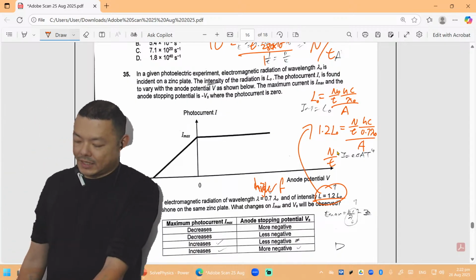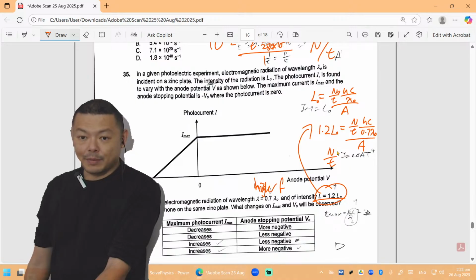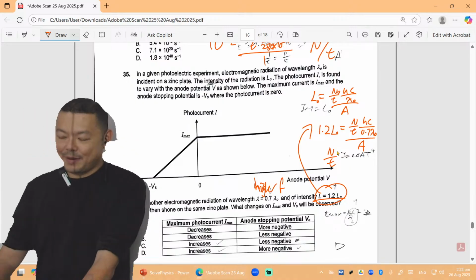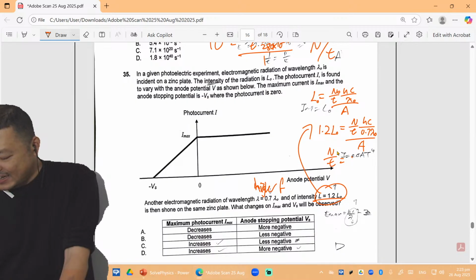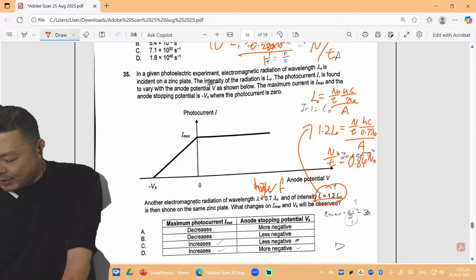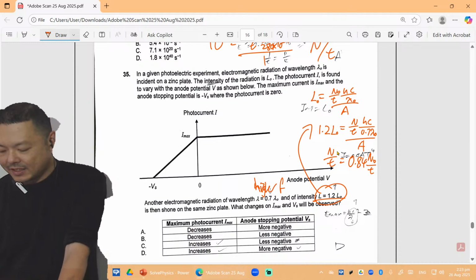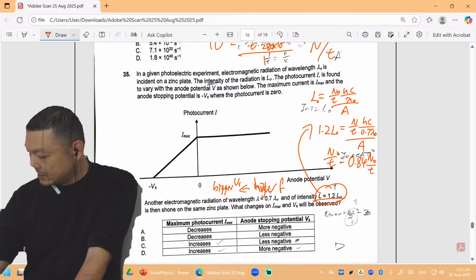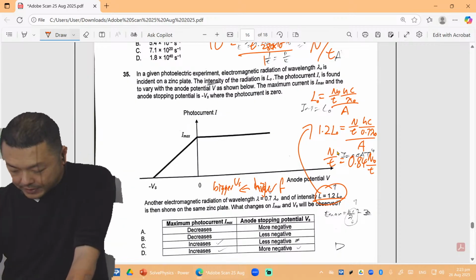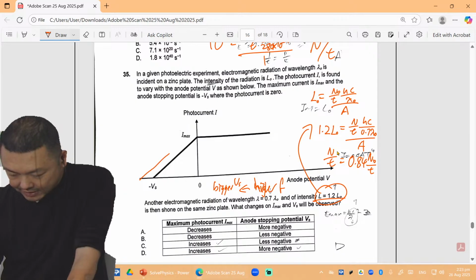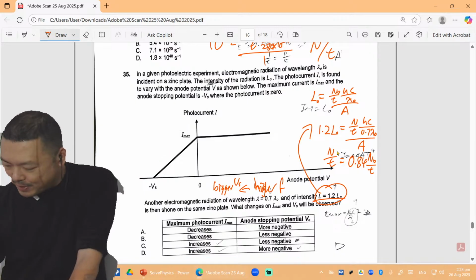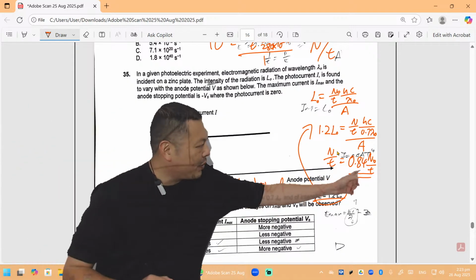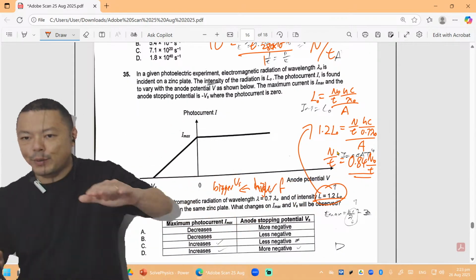Is that not just 1.2 times 0.7? Which is how much? 0.84. So N over T is 0.84 of N naught over T. This is a pain. So higher frequency will result in bigger VS, right? It will be more negative stopping potential, and therefore your graph will have a bigger stopping potential. Let's check. Bigger stopping potential, but only 0.84 the rate of photons, so 0.84 the saturation current.